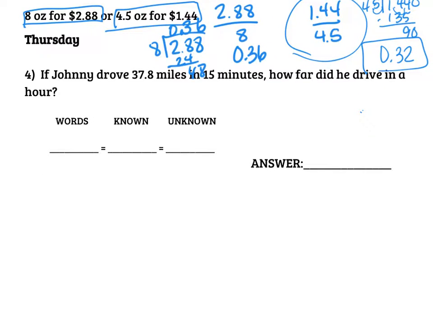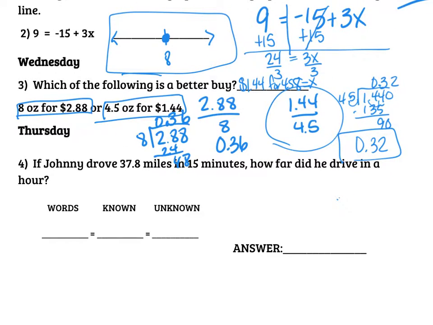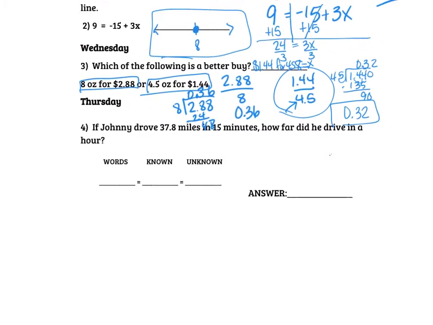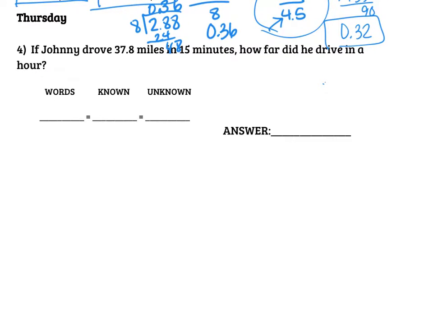If Johnny drove 37.8 miles in 15 minutes, okay, I'm going to tell you, you probably drive that, go ahead and buy the 8 ounce, go ahead and buy just 2 of these, and you're going to get, number 4, Mason. If Johnny drove 37.8 miles in 15 minutes, how far did he drive in an hour?